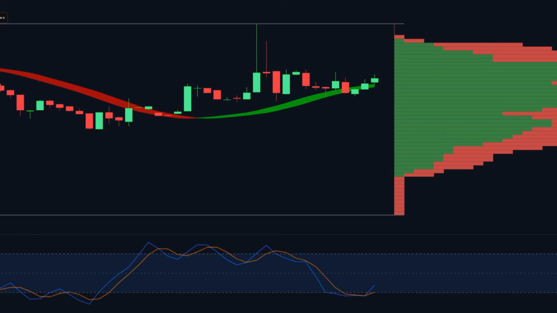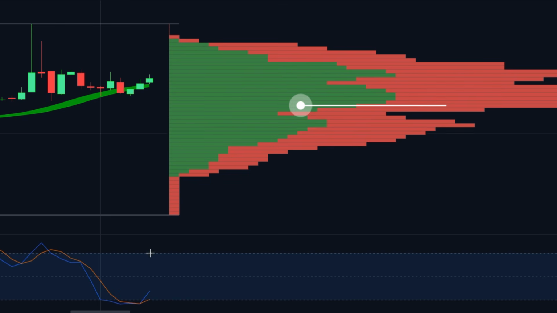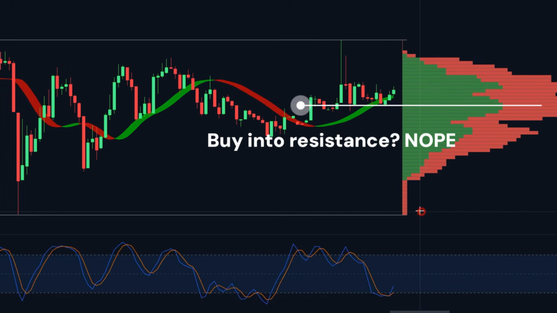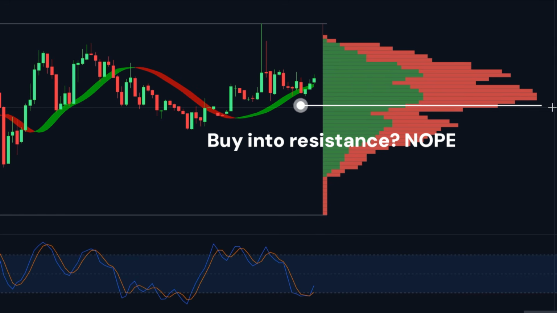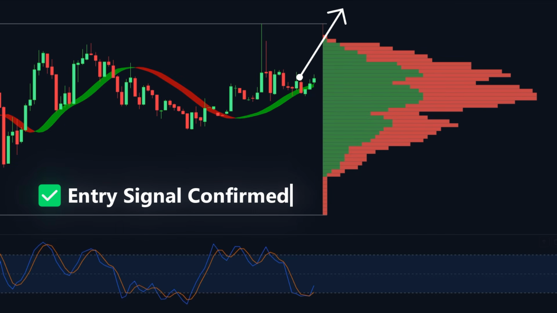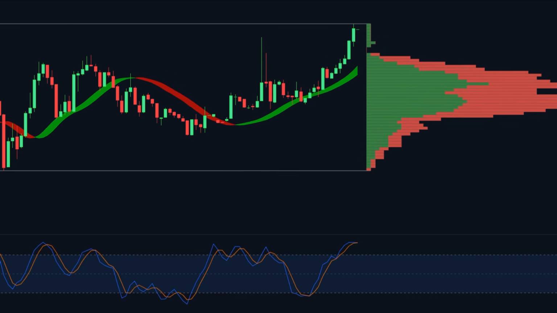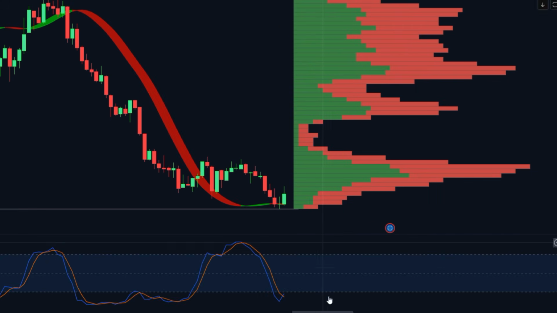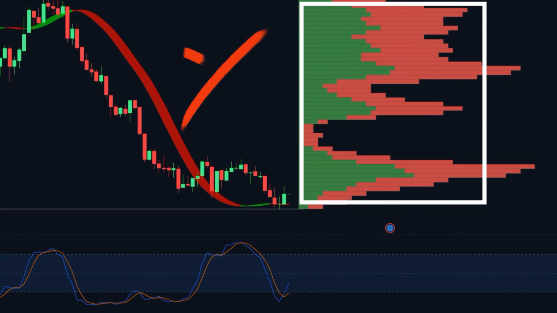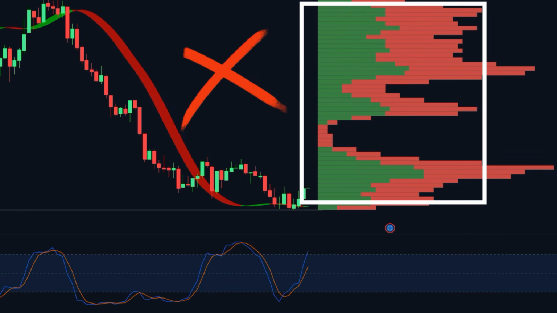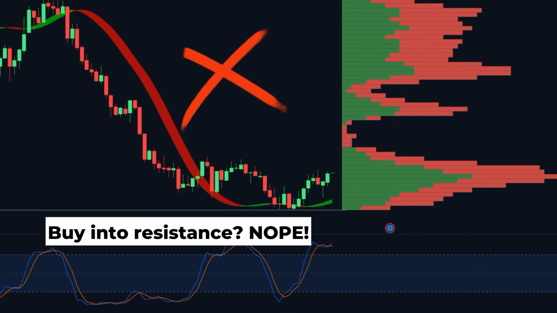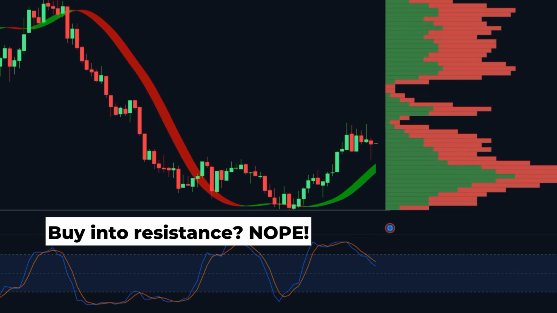Condition number 3, confirmation. The buy signal must happen at or near a strong volume support level, like the bottom of the value area, and have room to move up before hitting a major resistance level, like the point of control. If our buy signal happens right below a massive wall of resistance, we ignore it. That's a low probability trade. This is how we protect our capital.